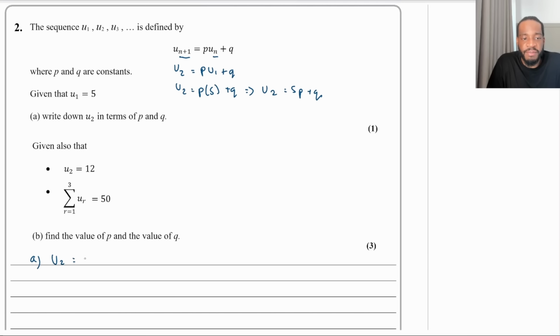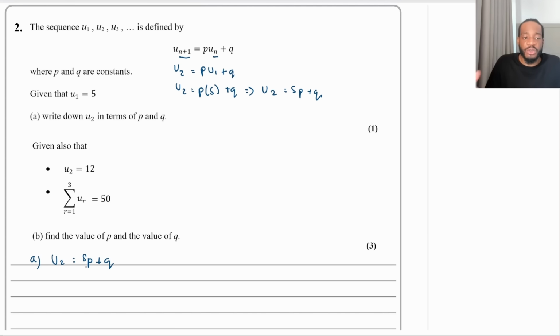U2 is equal to 5P plus Q. And then it says for part B, given also that U2 is 12, and the sum from R equals 1 to 3 of UR is equal to 50. Part B says find the value of P and the value of Q for 3 marks. So this one here, they're asking us for the values of P and Q, 2 letters.